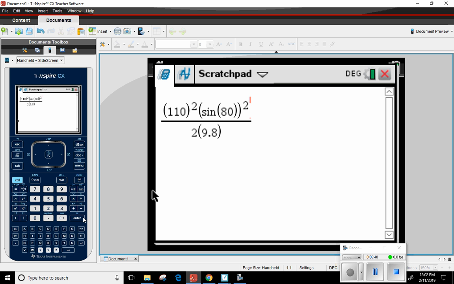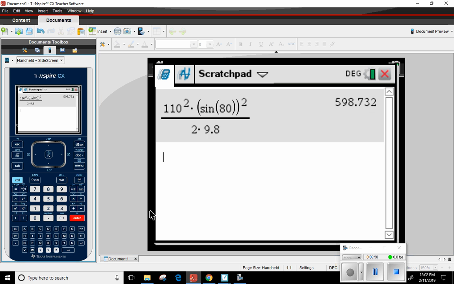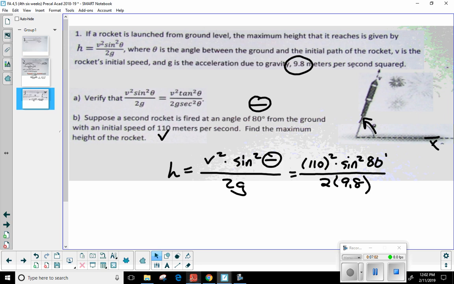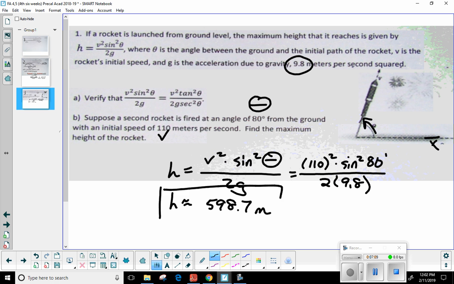I heard 500 and what? 598.7. That's exactly right. Good. Who else got that? A few folks? Okay. So 598.7, and we're talking in meters. 598.7 meters. Perfect. Just working with an equation. How we doing? Okay. All right. Good.